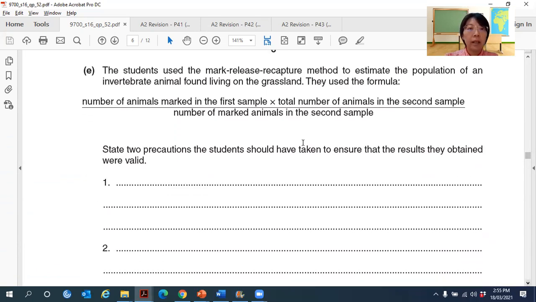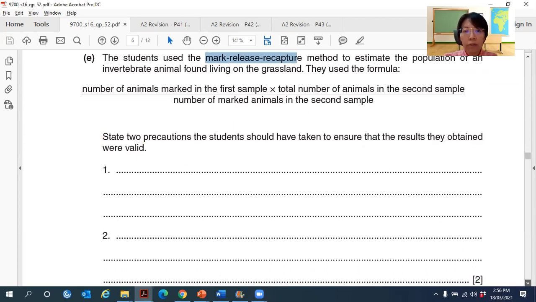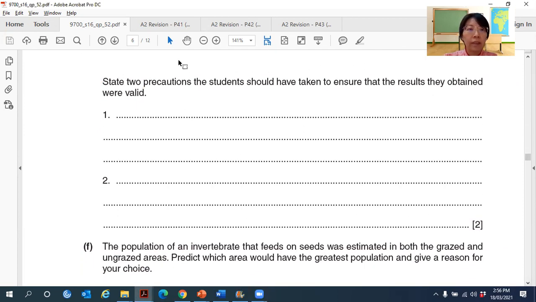Okay, the next part is mark release capture method. So the question asks the student, state 2 precautions that the student should have taken to ensure that the results they obtained were valid. So that means all the precautions that you can think of for capture recapture technique. Okay. So let's list them out. What are all of them? Okay, number 1.